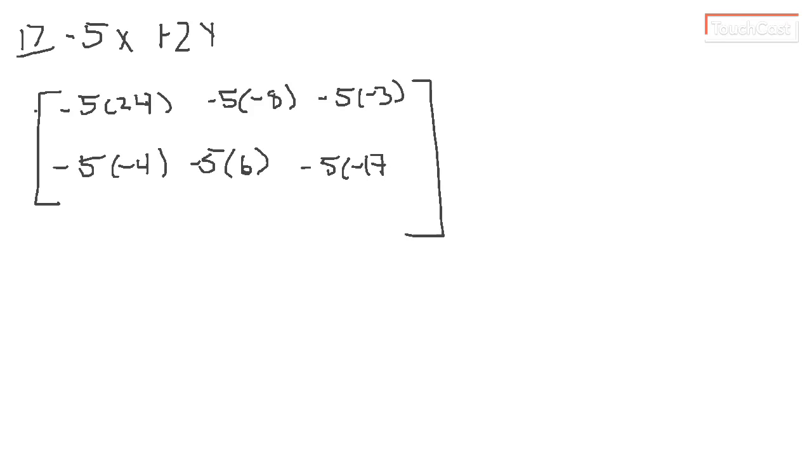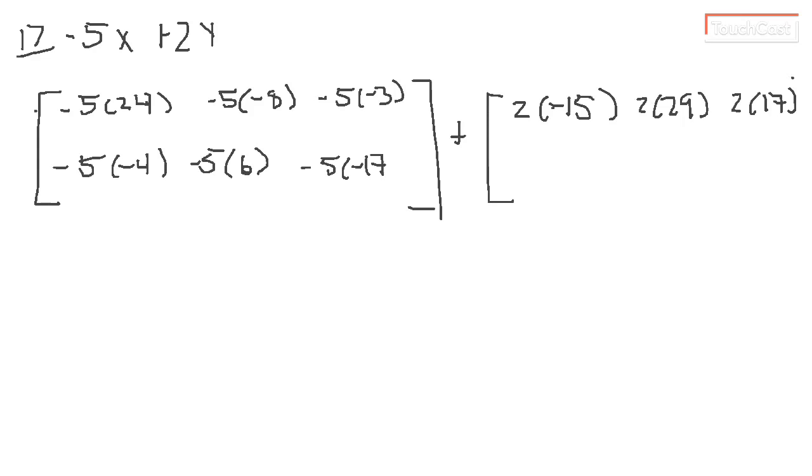And then I'm going to also, while I'm at it, write out the steps of what 2 times y will look like. So we're going to go 2 times negative 15, 2 times 29, and 2 times 17. We're going to go 2 times 9, 2 times negative 5, and 2 times negative 2. Now we're just going to multiply.